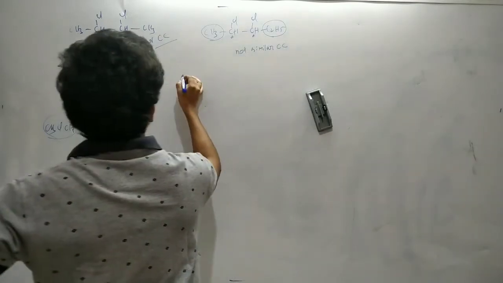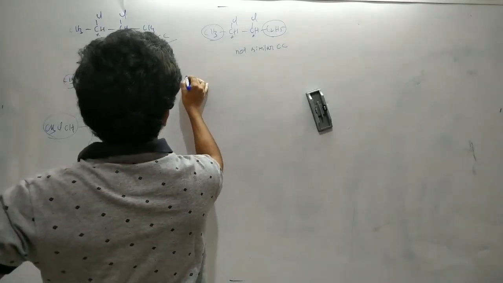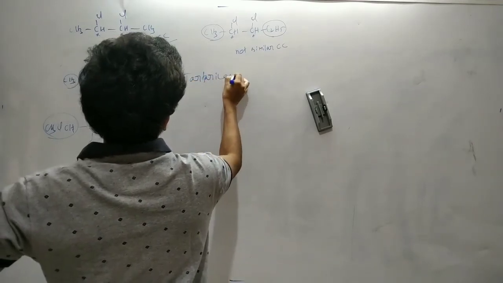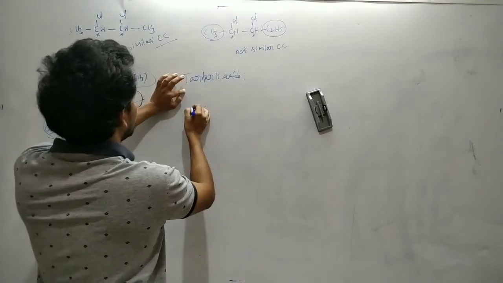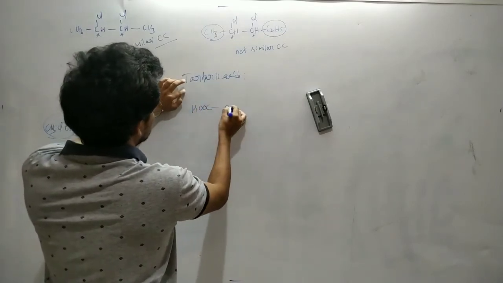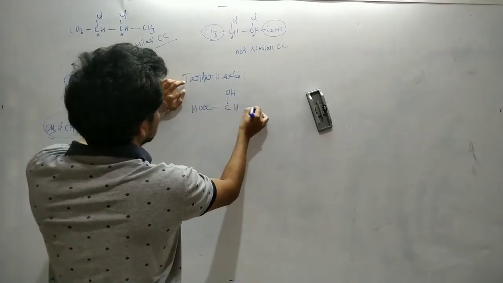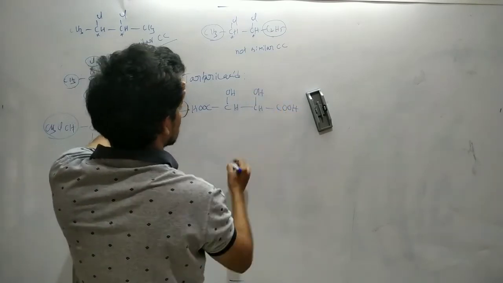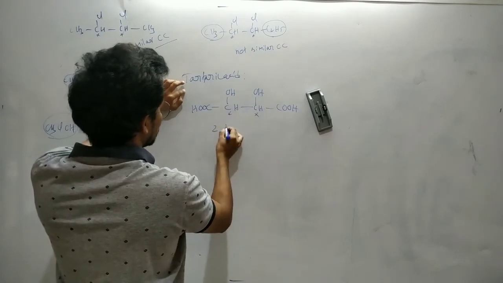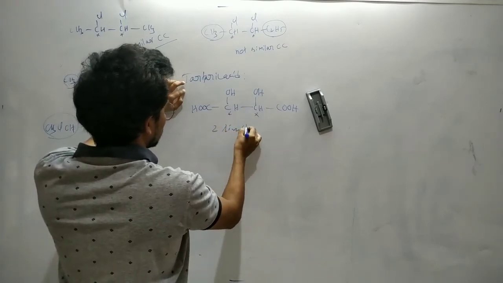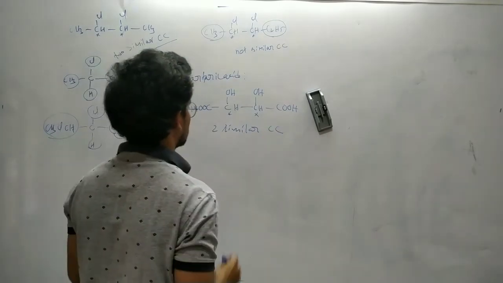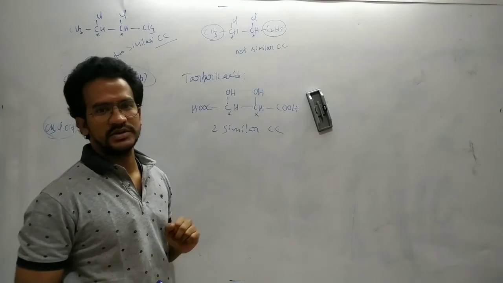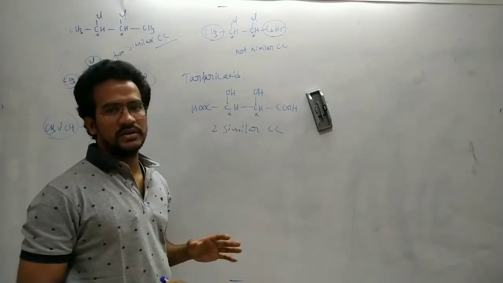Similarly, this compound tartaric acid: COOH, CHOH, CHOH, COOH. This is tartaric acid. This one also has two similar chiral carbons. Two similar chiral carbons in this case. It is a symmetric molecule again.